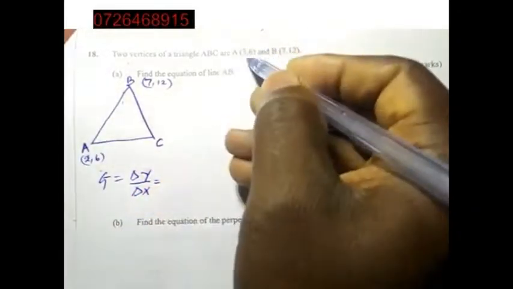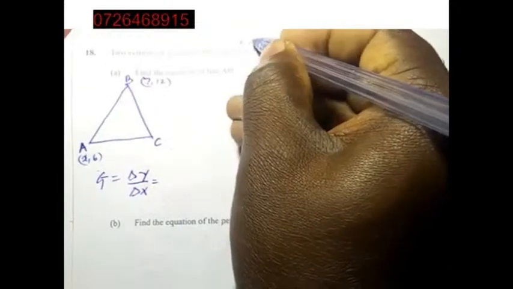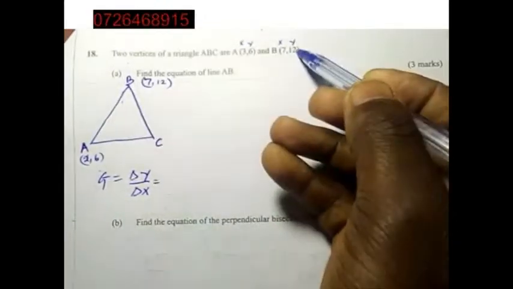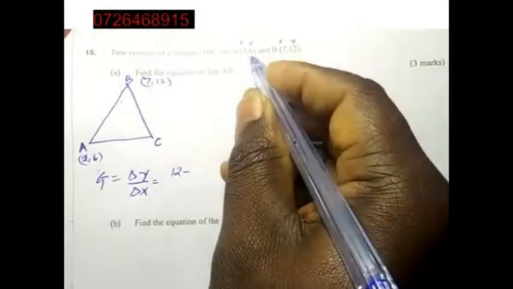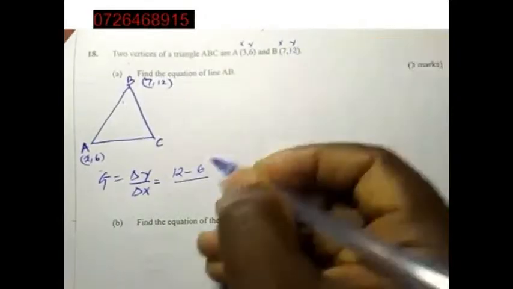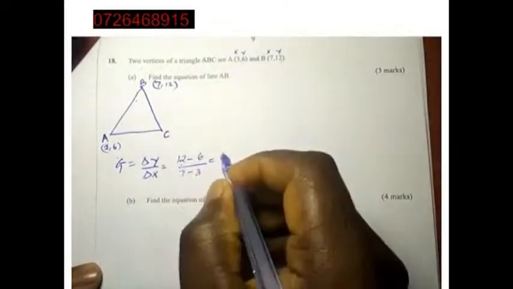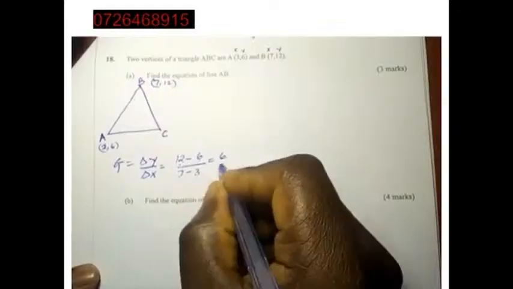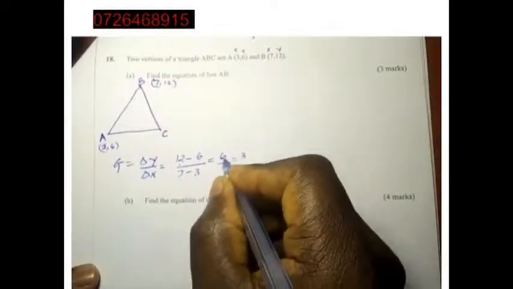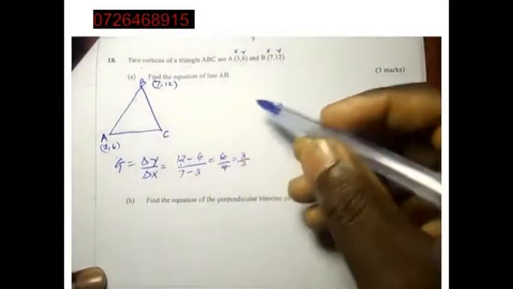For these coordinates, the first one is x, the second is y. So now we are changing y, so that is 12 minus 6. I start with this one and start again here, so it will be 7 minus 3. So the gradient is now 12 minus 6 is 6, 7 minus 3 is 4. This is the same as 3 over 2 here. So the gradient of AB is 3 over 2.